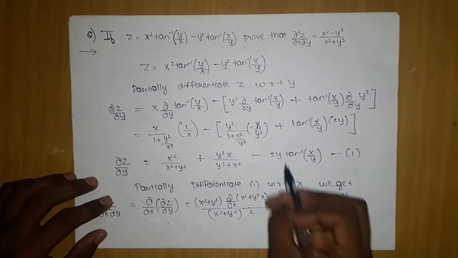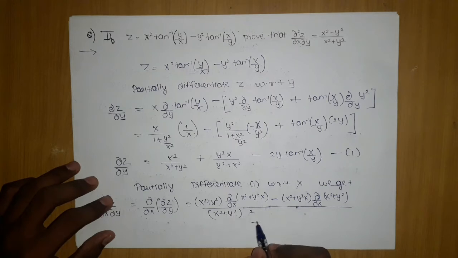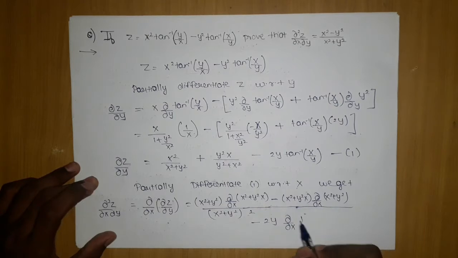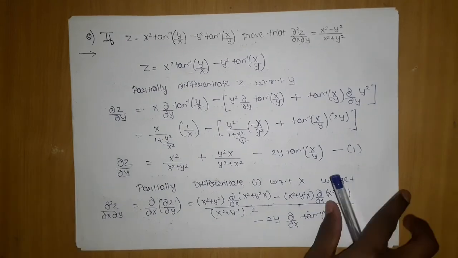Now in the next step we are going to partially differentiate this thing, and here since minus is there, we'll move it outside, and this will be dou by dou x of tan inverse x by y. Now let's differentiate and get the answer.